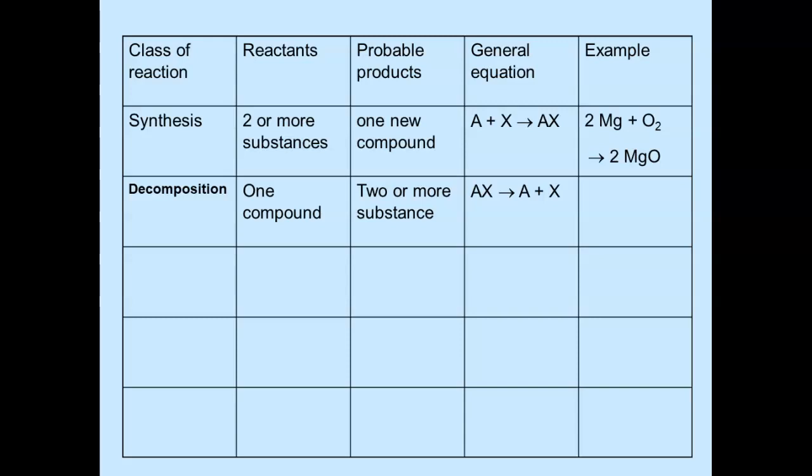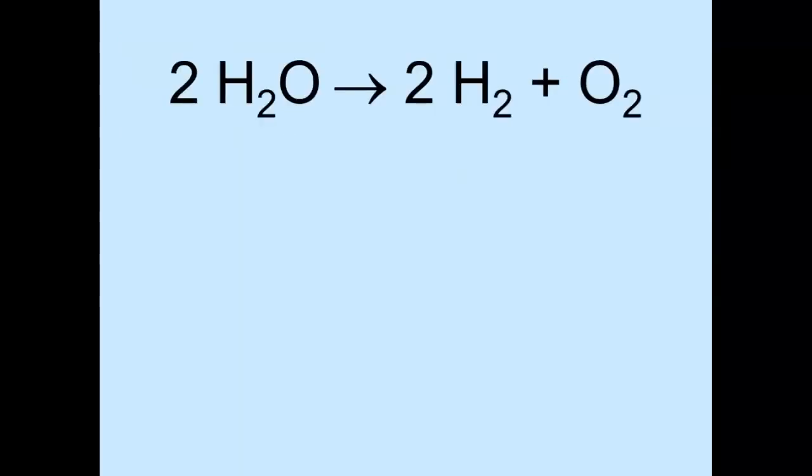And an example of that is this equation where we're breaking down water into hydrogen and oxygen. And a reminder, hydrogen and oxygen are both diatomic molecules. So we start out with the hydrogen and oxygen bonded together, and then we break them apart.